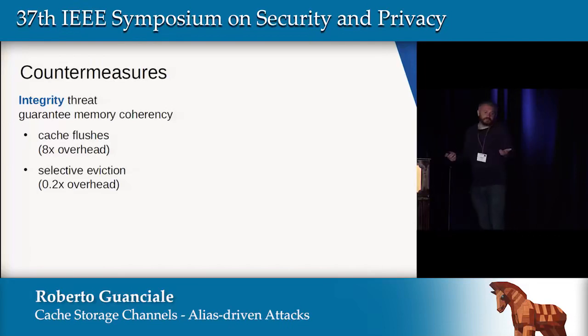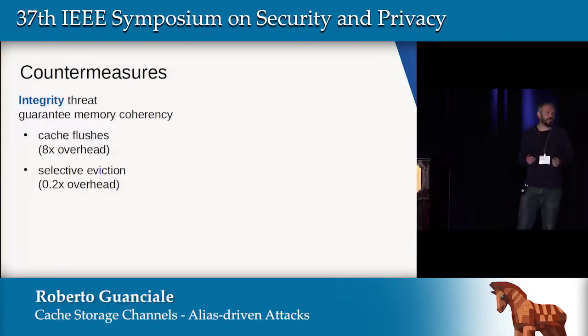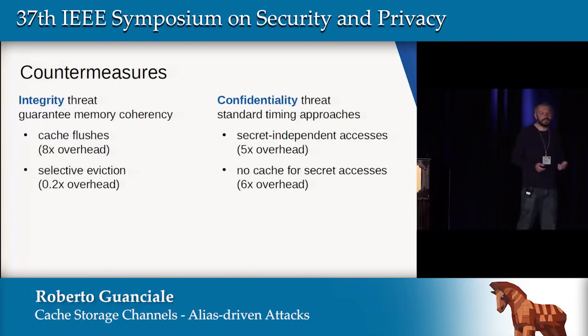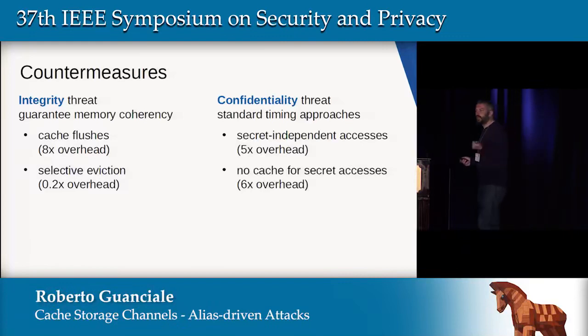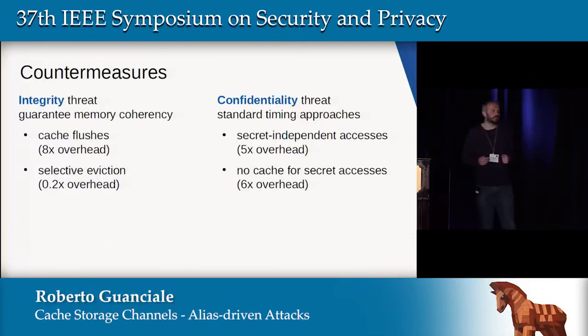Or you can do something better. You just evict the cache lines that you know can affect the behavior of your software. So this is clearly more efficient, but adds some verification constraints to your system. You need to check that you are actually evicting the right lines. For the confidentiality threat, the standard timing approach can be used. Either you don't use secret-dependent memory access, or if you use a lookup table, this lookup table should be deployed in a region of virtual memory that is not cacheable, so that the crypto service, for example, does not leave a footprint over the cache after the execution.